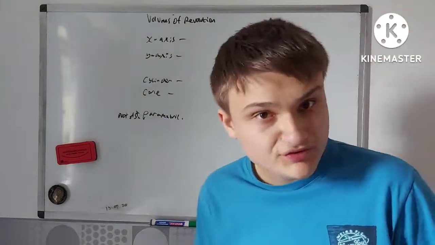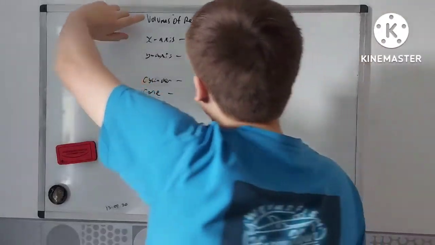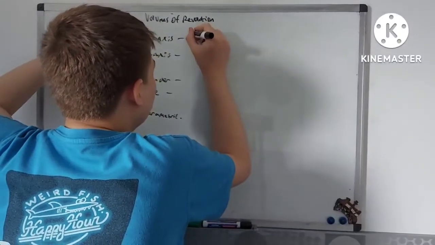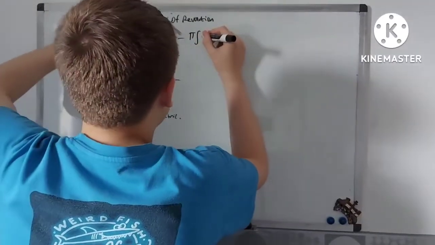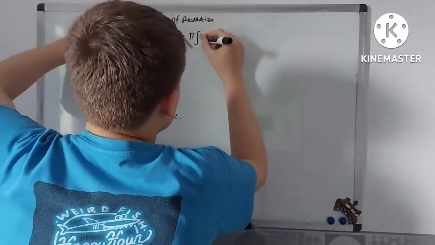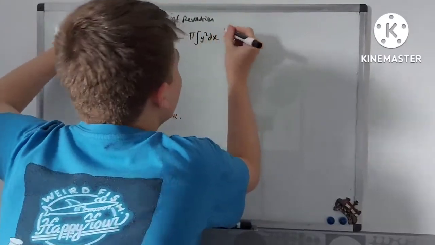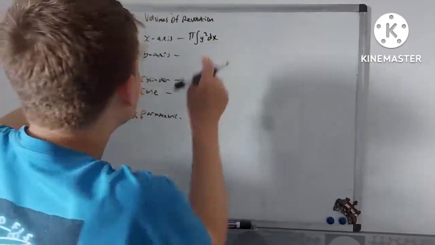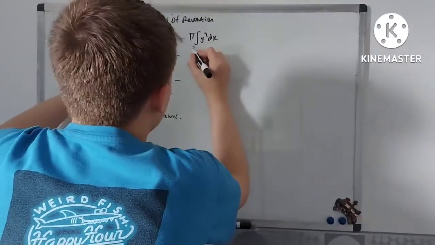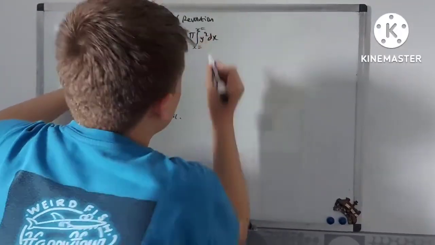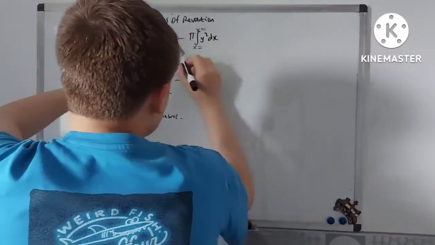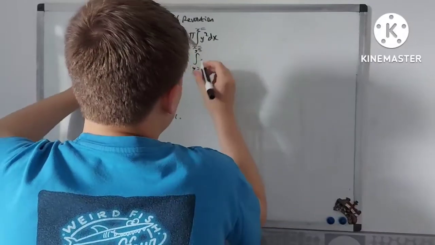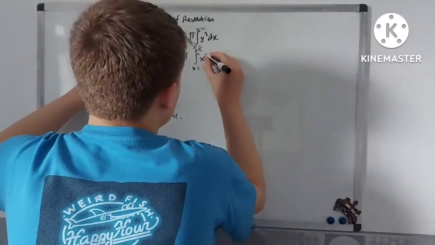Alright, so now volumes of revolution. We've got a volume of revolution around the x-axis in Cartesian form will be pi times the integral of y squared dx. Whatever it's in respect to is also what it's going around. And these limits are x values. For the y-axis, it's the inverse of this: pi times the integral between 2 y values of x squared dy.